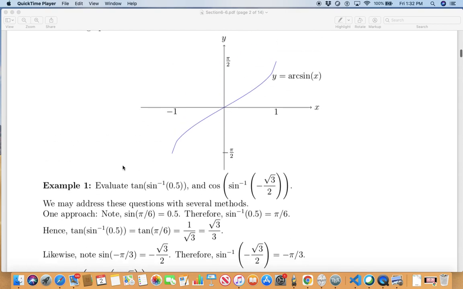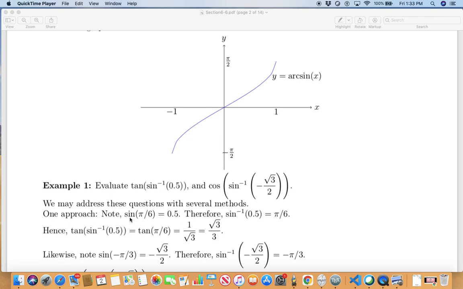Now with this information, let's evaluate tan of sine inverse of 0.5. 0.5 is somewhere here. So sine inverse of 0.5. All right. Likewise, evaluate cosine of sine inverse of -√3 over 2. We may address these questions in several methods.